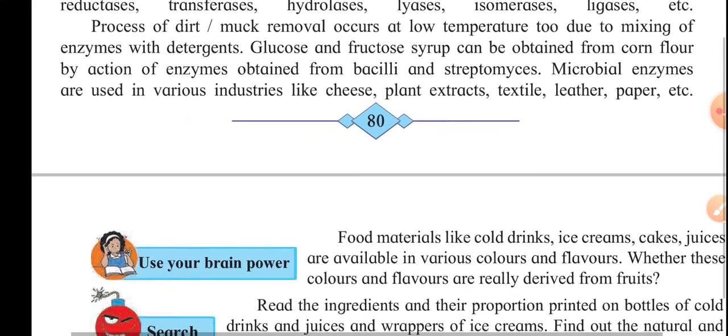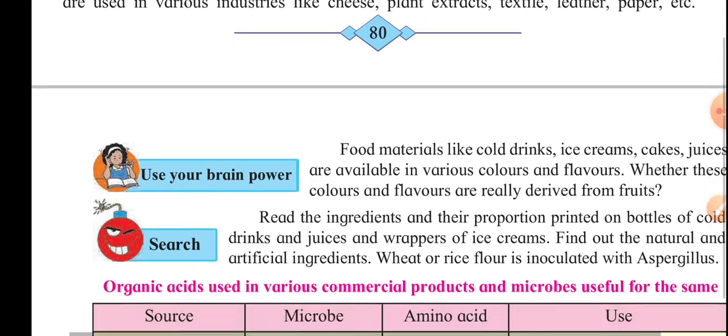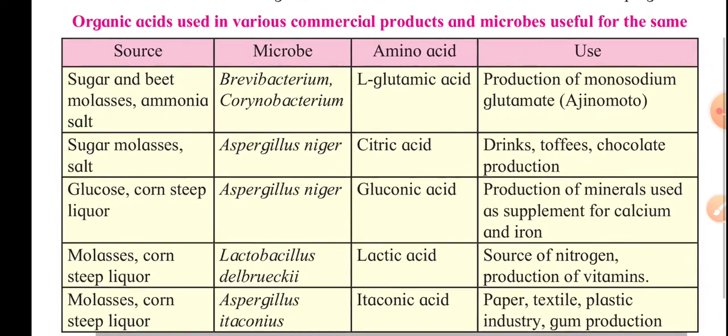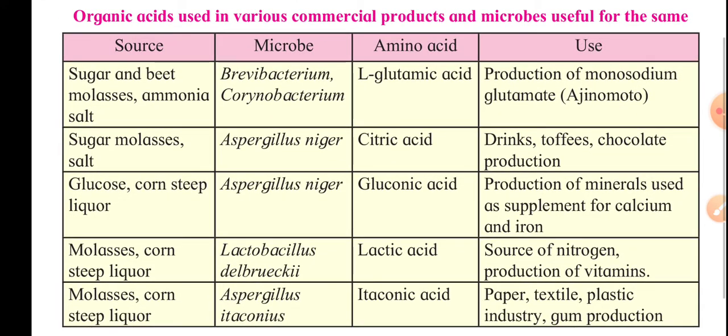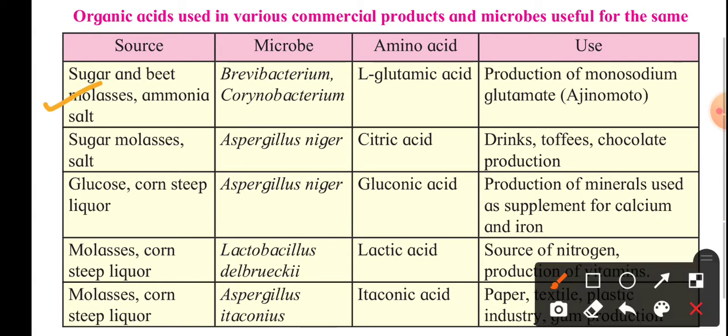Now, on the basis of this, for the organic acids used in various commercial products and the microbes useful for the same, they have given a table over here. In that, the first one they have given is sugar and beet, molasses, ammonia, salt, and the microbe used for this is Brevibacterium and Corynebacterium, and the amino acid produced by it is L-glutamic acid, and the use is production of monosodium glutamate which we call Ajinomoto.